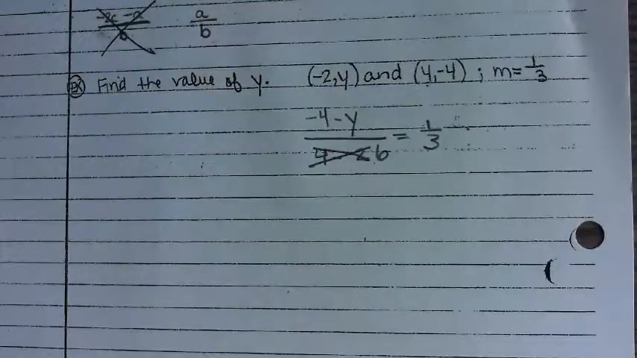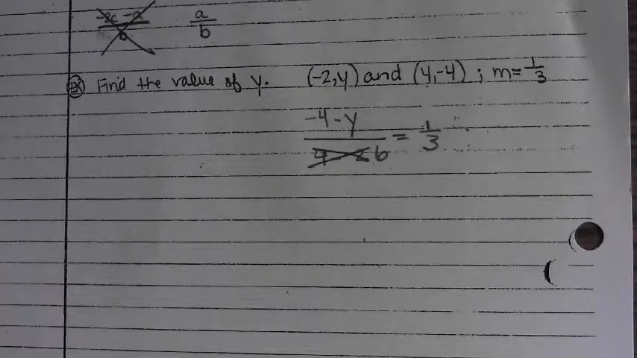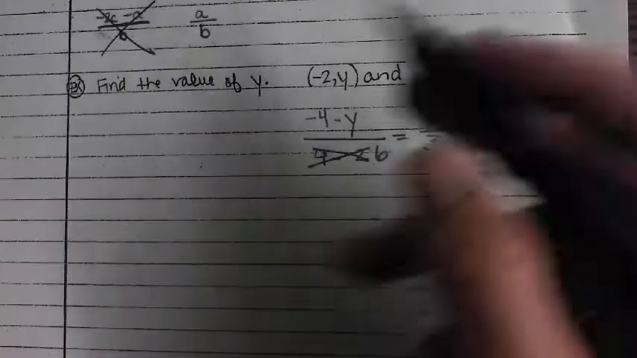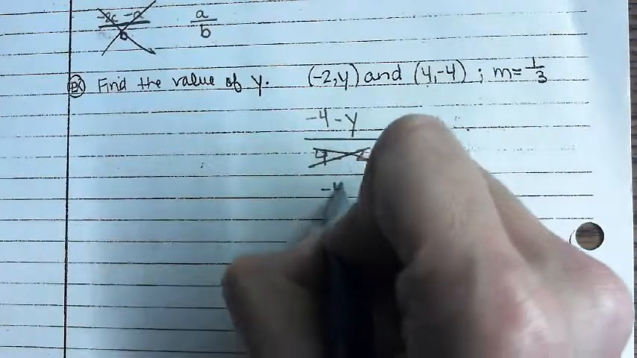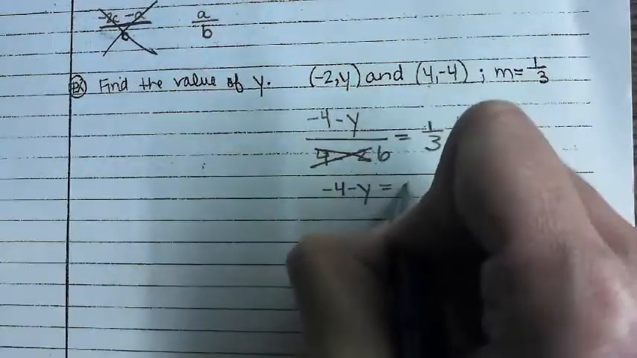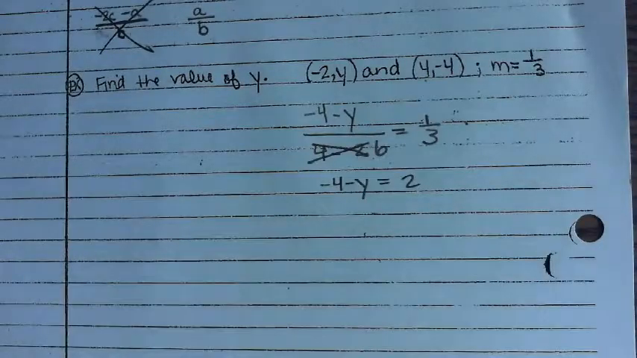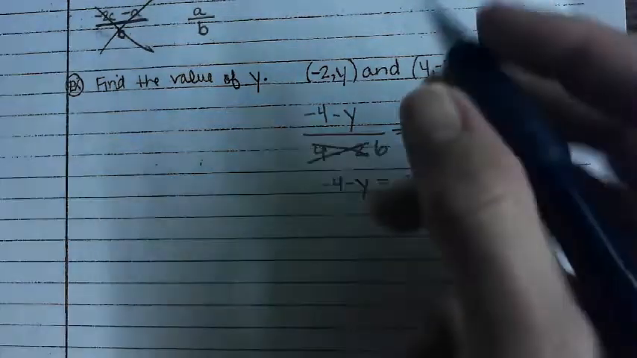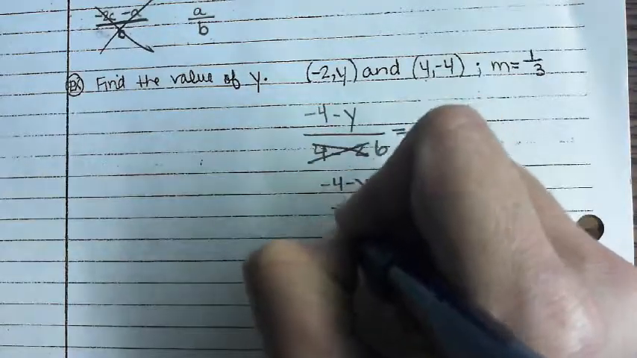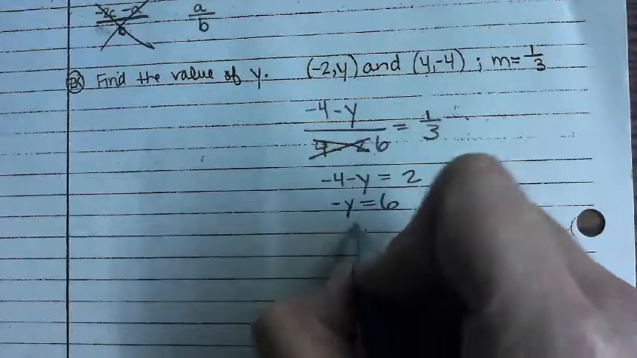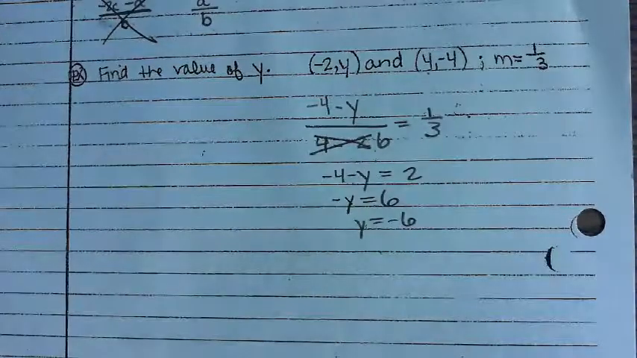Okay. Then you would multiply both sides by 6 to get the negative 4 minus y. Okay, so he's multiplying both sides by 6, so we'd get negative 4 minus y equals 2. 6 times a third, right? A third of 6 is 2. And then from here, pretty straightforward. This actually was not what I was looking for. I was thinking cross multiply, but that's fine, just as well. Add 4 to both sides, negative y equals 6, and then y equals negative 6.